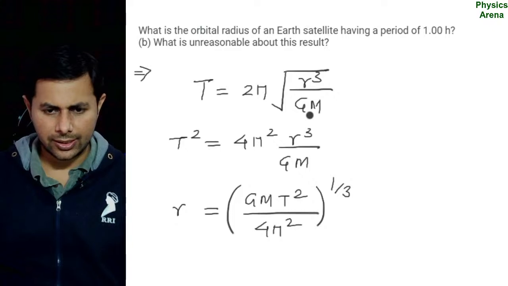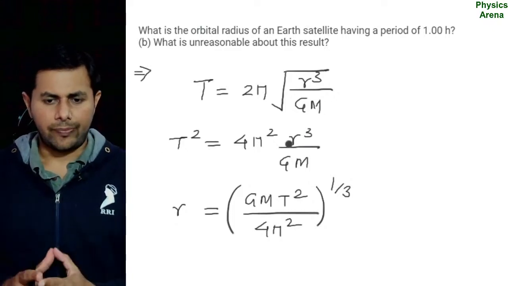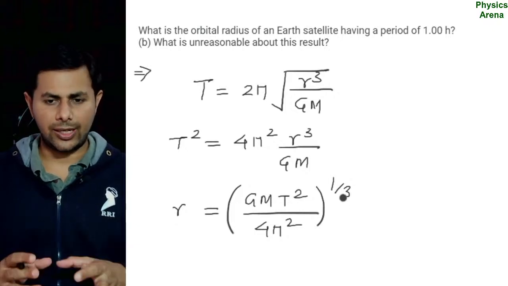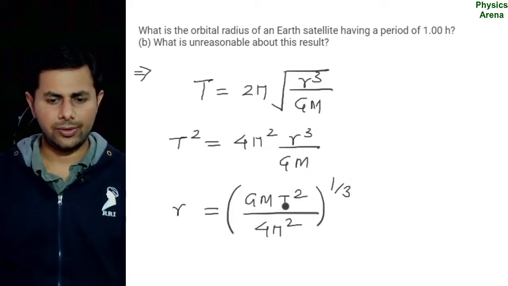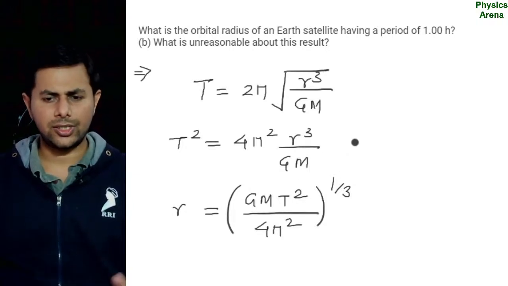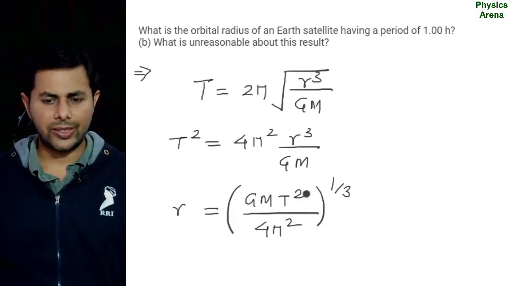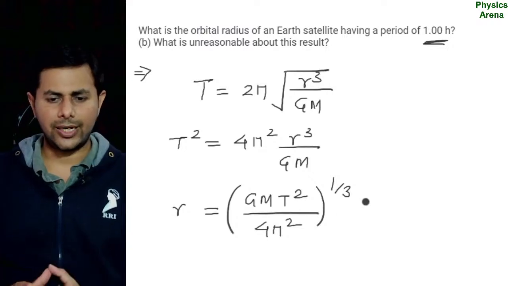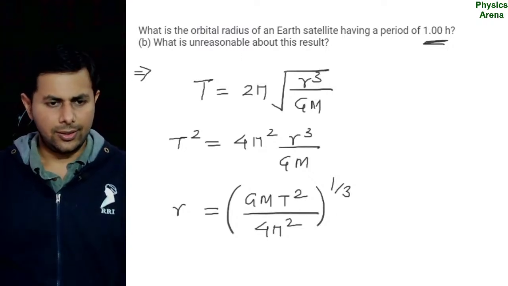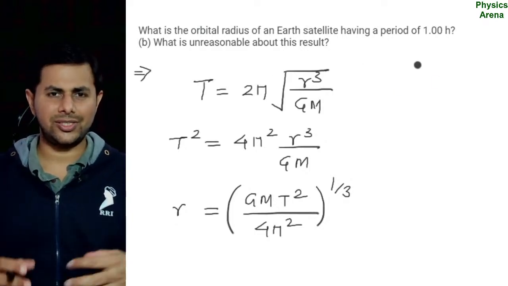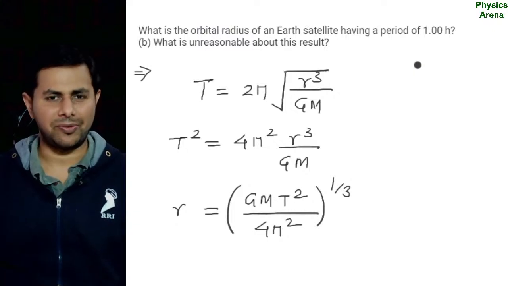Yes, the formula is correct. Then, okay, after that, what you have to do is just substitute the values. So G is 6.67 multiplied by 10 raised to minus 11. Mass of Earth is 6 into 10 raised to 24. Time period is given, it is 1 hour. Okay, so if you substitute all of that, you will get the value of r. All right, so it is simple. Calculations are not simple, but it is just a plug and play problem.